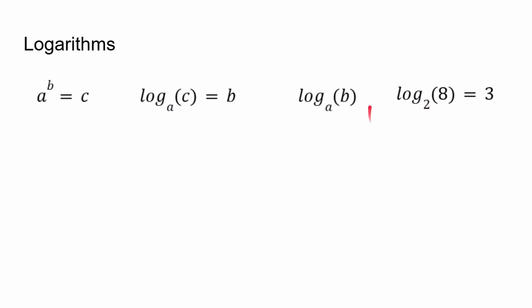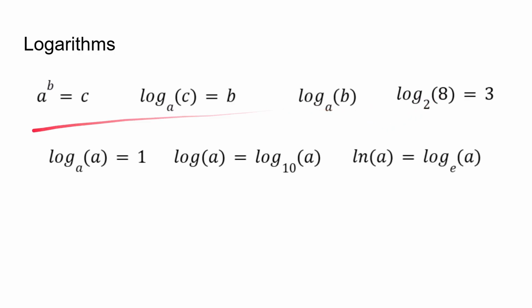Here are some common rules for logs and common logs as well. So log with the base a of a is equal to 1 no matter what a is going to be. So a log with the argument equal to the base will always be equal to 1.